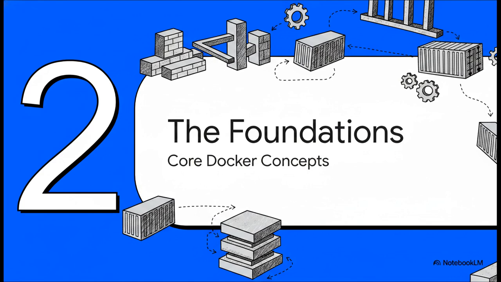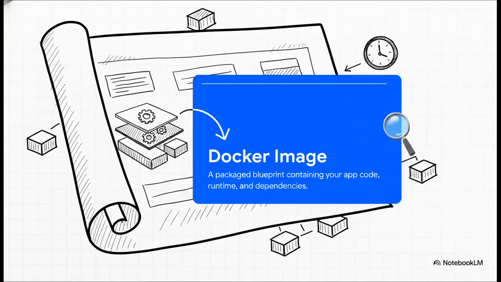Moving right along to Section 2, the foundations. Let's cover our core Docker concepts. Before we can orchestrate multiple services, we need to make sure we're speaking the exact same language. So first up, the Docker image. Think of this as your unchangeable packaged blueprint. It contains absolutely everything needed to run your application. The code itself, the runtime environment, all your system dependencies. It is completely frozen in time and ready to be deployed anywhere.